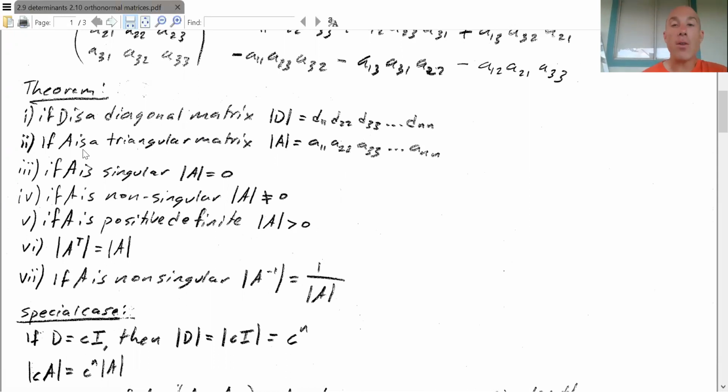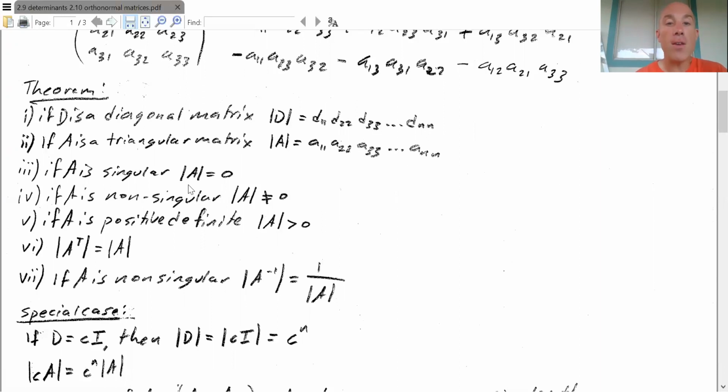If A is triangular, so it's either upper triangular or lower triangular. Upper triangular means that all entries below the diagonal are 0. Lower triangular means that all the entries above the diagonal are 0. In that case, we actually have the same formula as we do for the diagonals. And why is that? Because in the multiplication, those zeros come in and wipe out the other terms. And so if I have a triangular matrix, the determinant is the product of the diagonal.